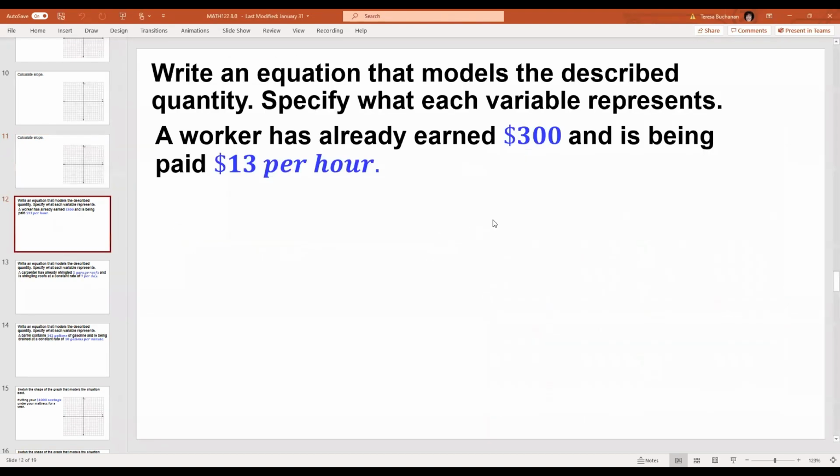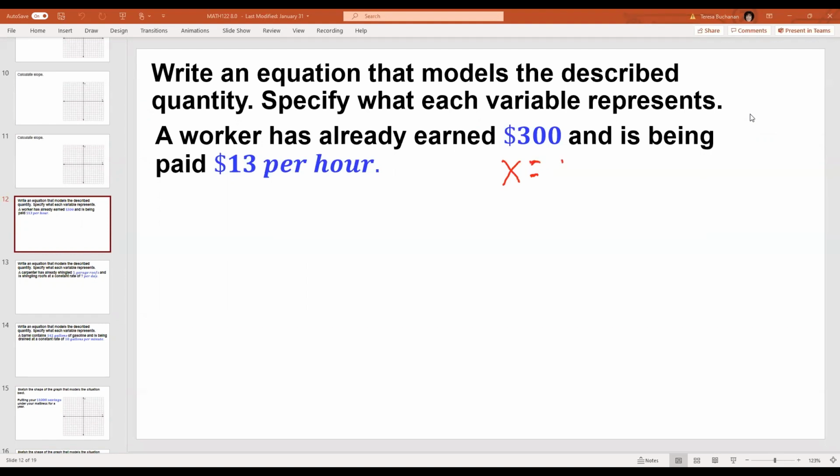Let's look at a couple of word problems. So write an equation that models the described quantity. Specify what each variable represents. Worker has already earned $300 and is being paid $13 per hour. So if I were to ask you some questions about this, if I said to you, well, how many hours did the guy work? You'd look at me and say, well, I don't know. So since we don't know, it means it's a variable, right? If you have an answer to that question, it's like, I don't know. Well, it depends, right? Then it's a variable.